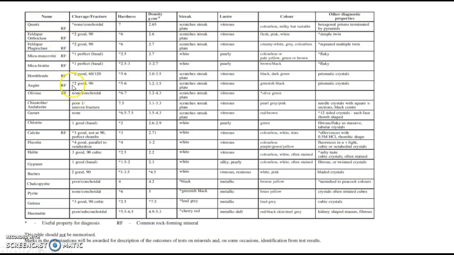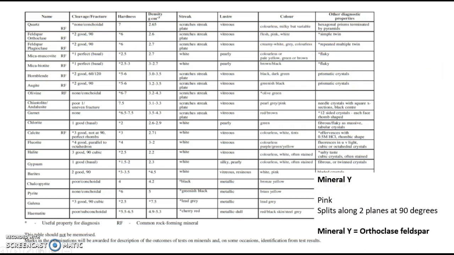Now there are others. Augite was also two good at 90 degrees, but it's not in silicic rocks, and also it's greenish black in colour, so it can't be augite. Barite is also two good at 90 degrees, and it is white and pink, but it's not in your igneous rocks table, so it's unlikely to be barite. It's much more likely to be one of these, and there we go, pink, orthoclase feldspar. The mineral Y we identify as orthoclase feldspar.